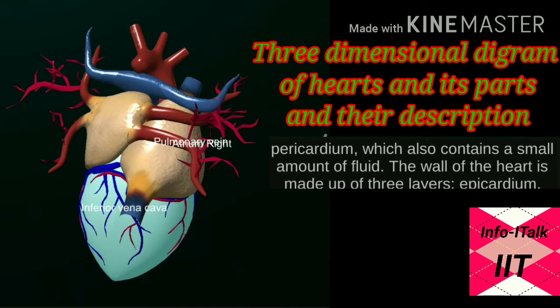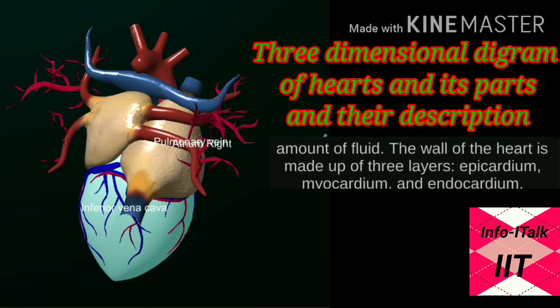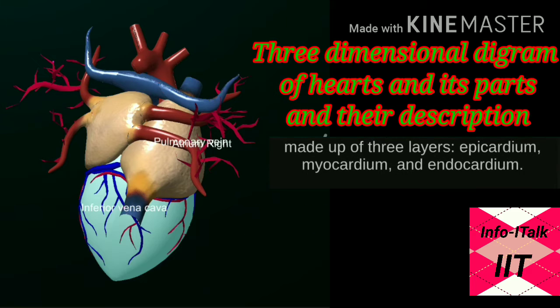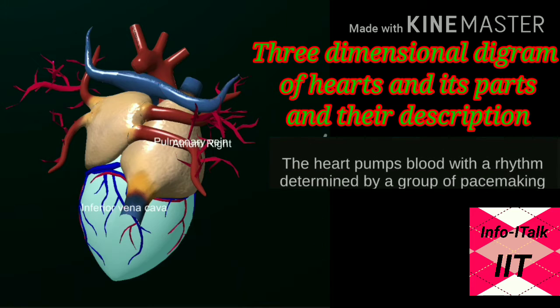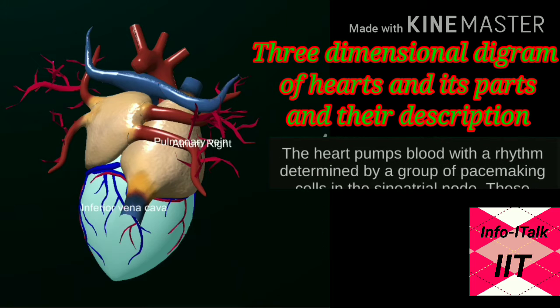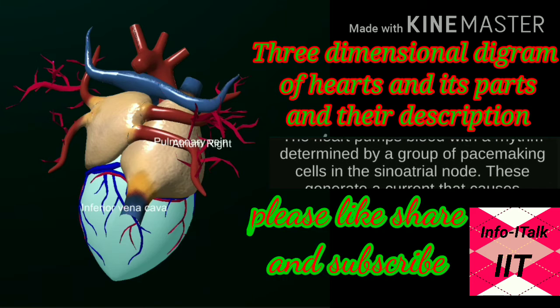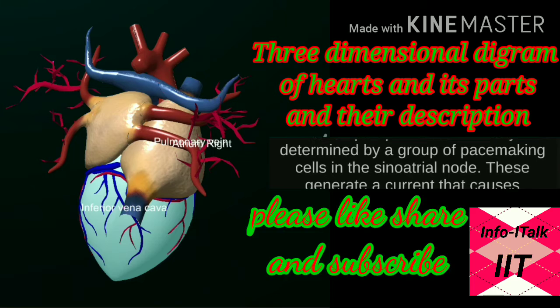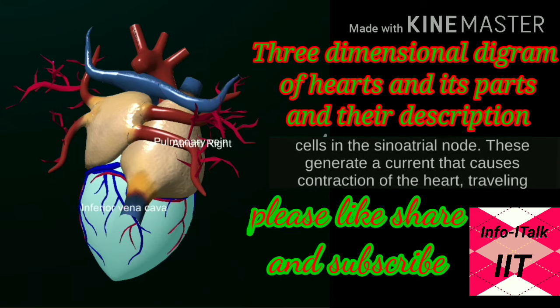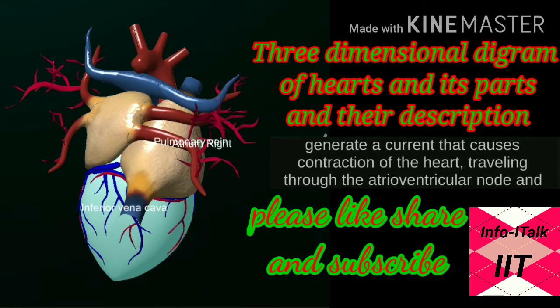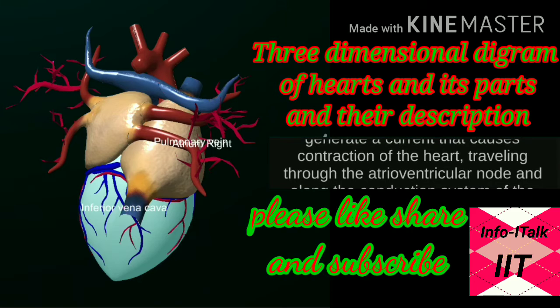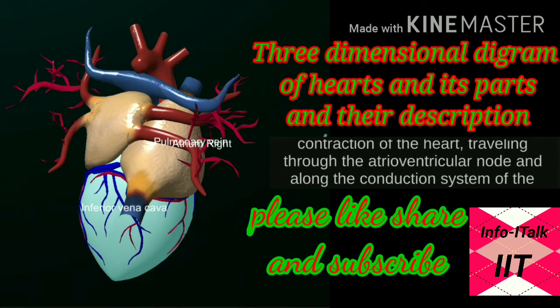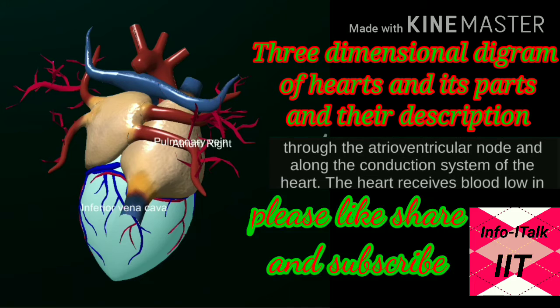The wall of the heart is made up of three layers: epicardium, myocardium, and endocardium. The heart pumps blood with a rhythm determined by a group of pacemaking cells in the sinoatrial node. These generate a current that causes contraction of the heart, traveling through the atrioventricular node and along the conduction system of the heart.